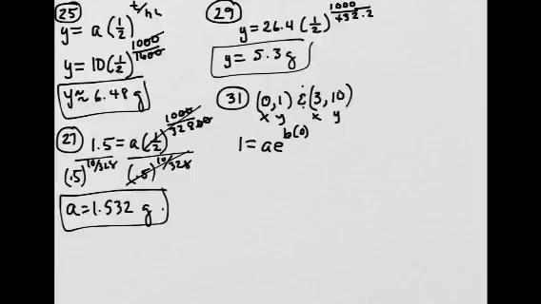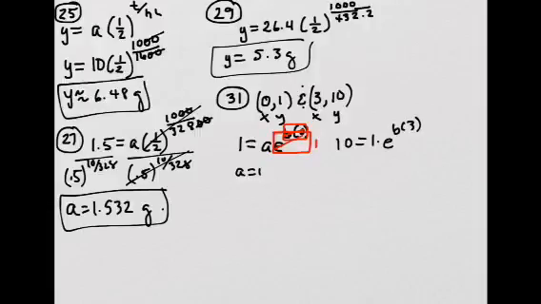So for 31, you want an exponential that fits those 2 points, (0, 1) and (3, 10). I've set up the first one using the point (0, 1). In the exponent, b times 0 is 0, so e to the 0, this factor, is 1. That tells me that a is 1. Now I use the other point (3, 10), and I set it up: 10 equals 1 times e to the b times 3. Now we're solving for b.